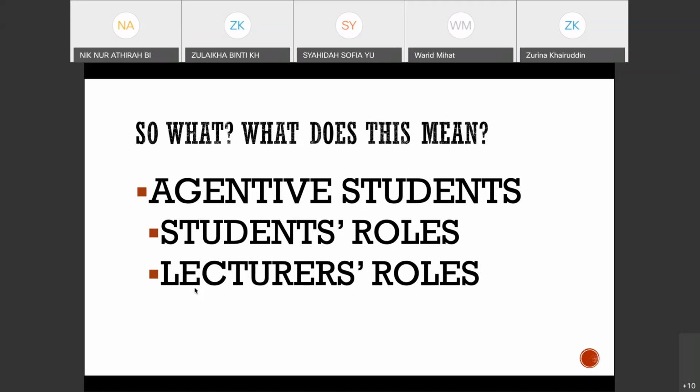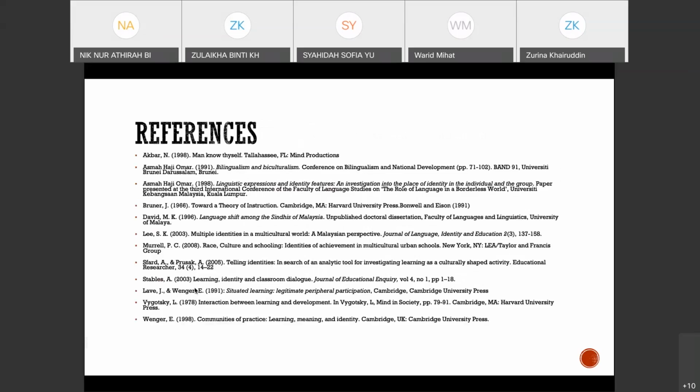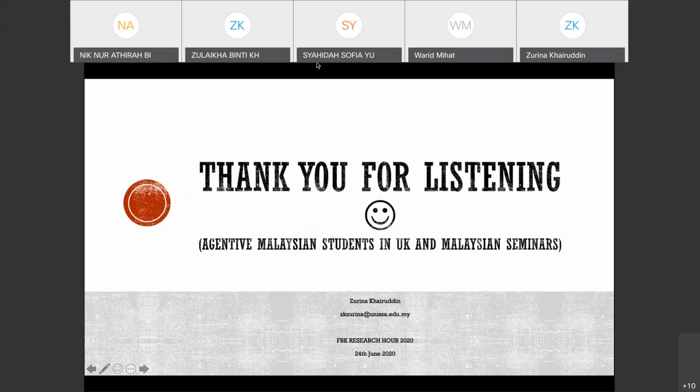And finally, as much as we're saying that students should be agentive, should take control of their own learning, I think the educators, the lecturers, teachers, anyone can also be agentive. At the end of the day, we can change people. We can be the agent of change. Okay, all right, so with that, I think that's it for the session.